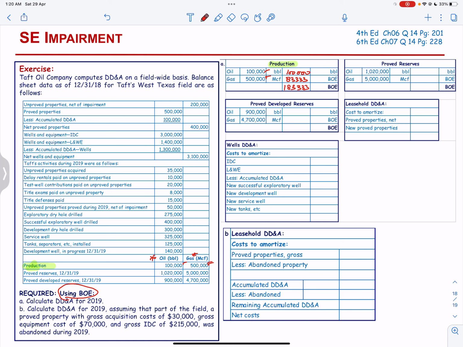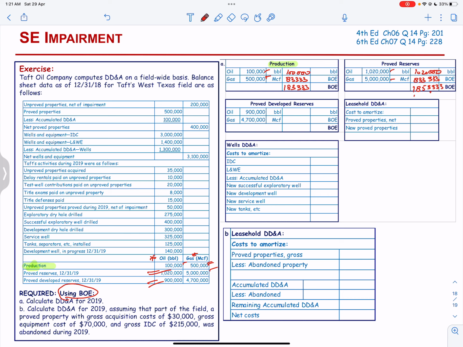This will be 183,333. Okay, then for the proved reserves, we have 1,020,000 and 5 million. So barrels will remain the same, 1,020,000, and for gas again we will divide by 6, and this time it will be 833,333, and the total will be 1,853,333.